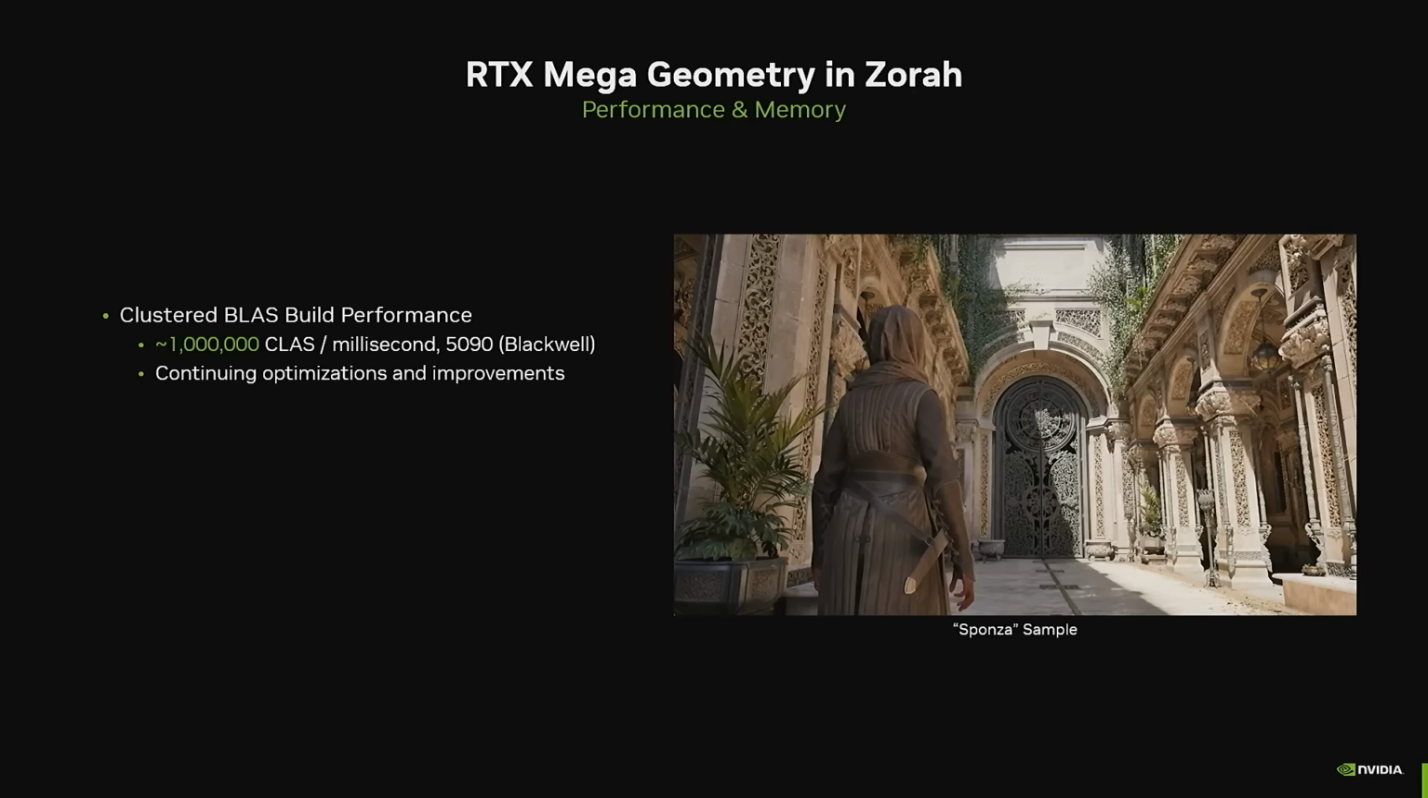So performance and memory. Clustered BLAS build performance, you can expect around 1 million CLAS per millisecond on Blackwell on a 5090 when you're building your clustered BLASs. We're continuing to optimize and improve that in the driver. And then acceleration structure memory, I mentioned several times we're caching CLASs in GPU memory. The CLASs and the BLASs will take up 30% less memory on Blackwell than prior architectures.